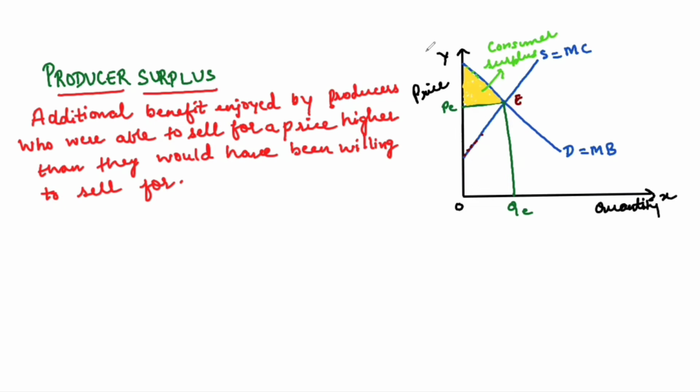Now the most productive and low cost apple farmers are earning a lot of producer surplus when they sell apples at a price of PE. So those who are more efficient, more productive, and have less cost of production will be earning more producer surplus as compared to those farmers who have a high cost of production. So this whole shaded portion represents the producer surplus.